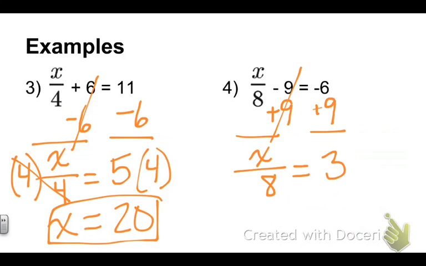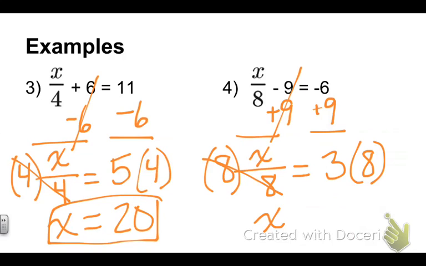What number divided by 8 equals 3? The variable is being divided by 8, so do the opposite of dividing by 8. Multiply by 8. Whatever you do to one side, do to the other. 8 divided by 8 leaves you nothing but 1x. 3 times 8 is 24. Substitute it into the original equation, see if it works. 24 divided by 8 is 3. 3 minus 9 equals negative 6. That works.